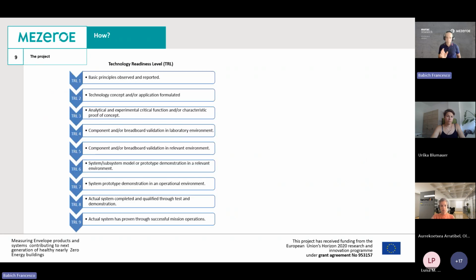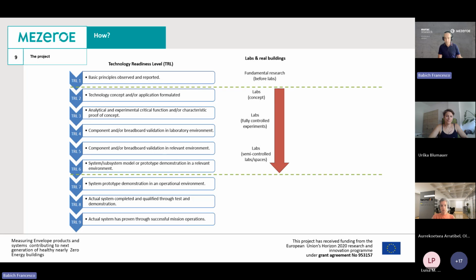Very quickly, I think it's worth just recapping the concept of technology readiness level, that in European Commission jargon essentially is a scale from 1 to 9 to say how far a certain technology is from the market, where 1 is a basic principle and 9 is you are on the market. What we do with HG is try to cover the majority of the different levels.